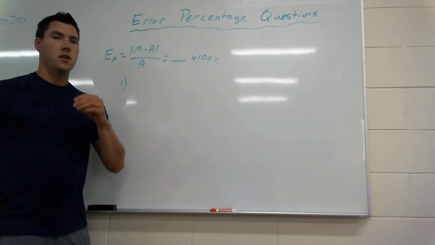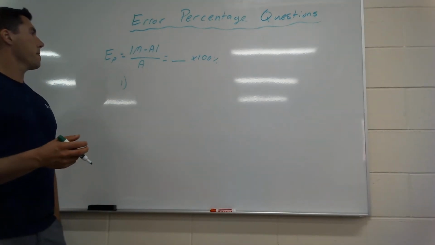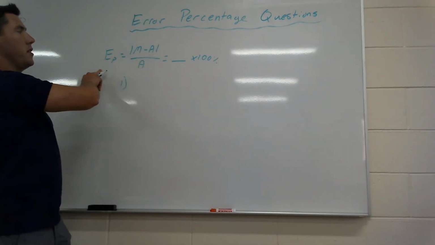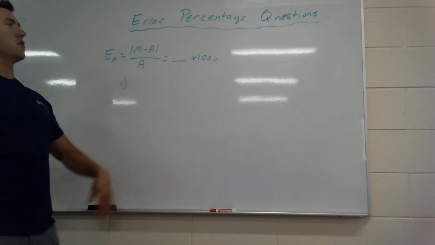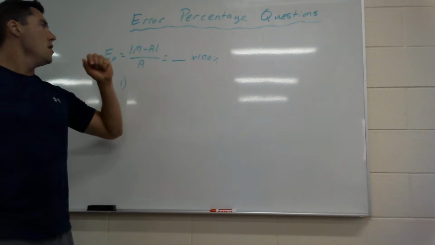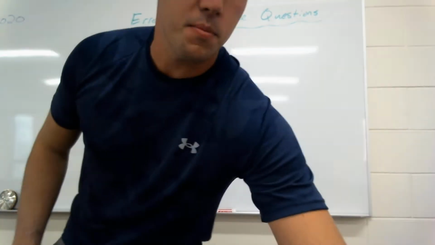Okay, so here's our formula for error percentage: our estimation, our guess, and our accurate value, and then just times by 100 to actually get your percentage. So let's go through 3 questions. I've got them here on a piece of paper.